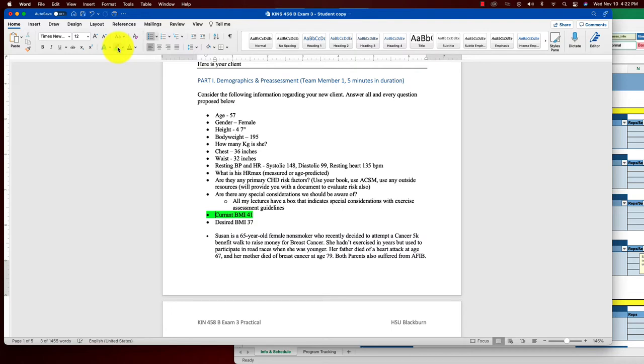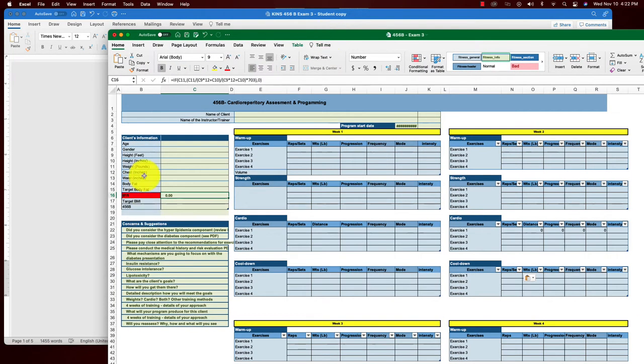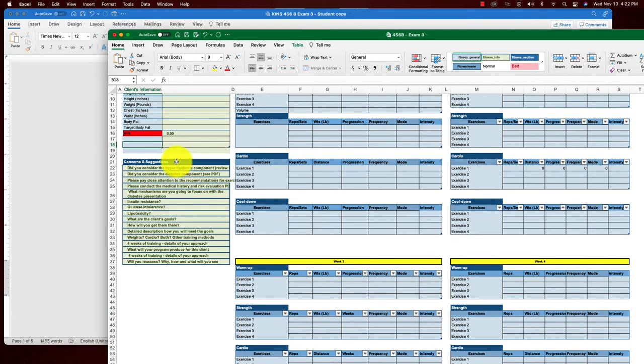So if you want to go in and manually just put that BMI there, see, I have this ready to calculate. It's not going to be accurate. So just keep that in mind. And that's why I highlighted it in red. So you can put in all of her information here, body fat, target body fat. That would be your BMI there. That's a typo. Let me get rid of that. And then I have some concerns and suggestions for you.